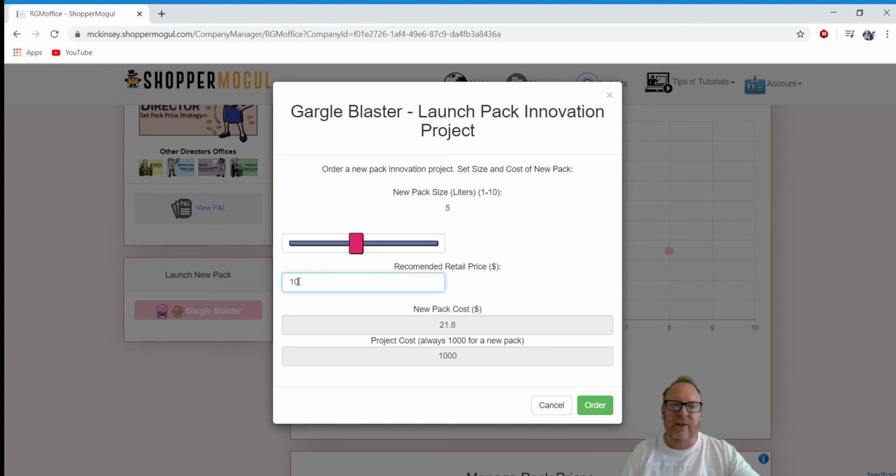So what are we going to sell it at? If we sold it at 10, we would go bankrupt quite quickly. So let's sell that for $40. New packs always cost $1,000. So we say, are we happy with that? Is the price profitable? Yeah, it's profitable. We're not going to lose money on that. I don't know if it's a great project, but we're not going to lose money by doing that. Hit order.